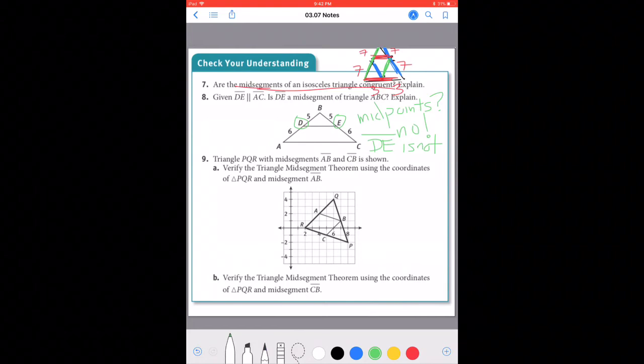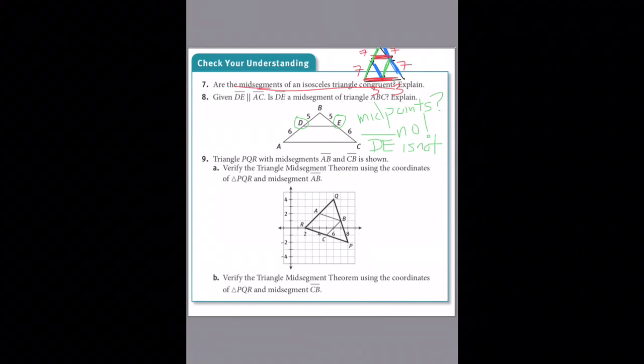For number 9, they did say that AB and CB are the mid-segments of the triangle. So now let's verify it using our coordinates. This is not enough space for me to do this on the iPad. So if you wanted to verify it, we kind of did an example like this previously. So if you want to just get extra practice using the slope formula and the distance formula, do so right now. Otherwise, we're going to move on to the next part of our notes, which are about the trapezoid.